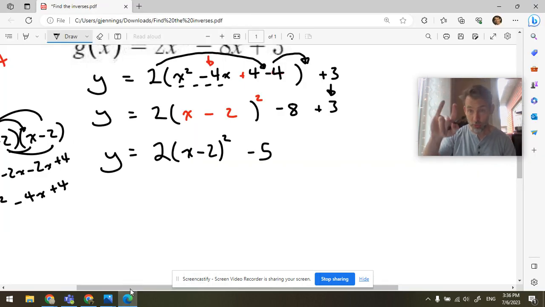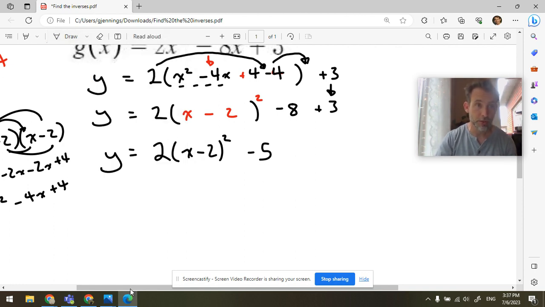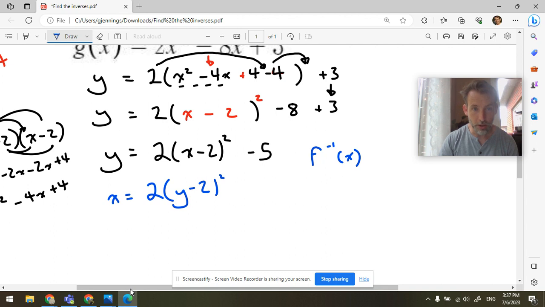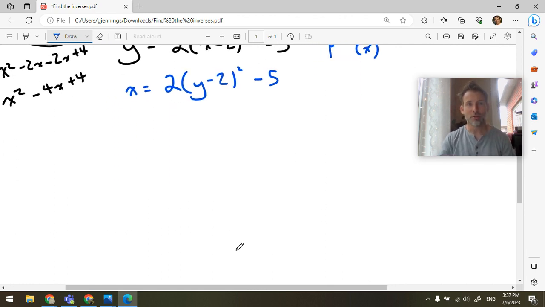Okay, now we swap the position of x and y. I would change my pen or do something to say to my reader this is a new function. Like I'm now finding f inverse of x. When I write this as x is equal to 2 multiplied by y minus 2 squared minus 5. Okay, and then again, if we were in class together, you would get some algebra workouts with this because you would say, I want to isolate y, but y is beneath several layers of defense.